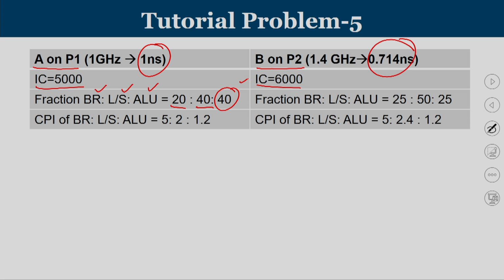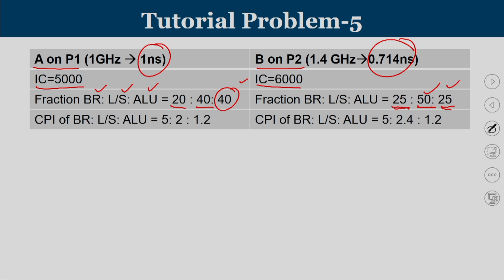When it comes to the fraction of instructions in the case of B, they are mentioning that 25% of them are branch instruction. The remaining are load store and ALU. The peculiarity is the number of load store instruction is double that of ALU, and that is satisfied only if this is the load store instruction, that is doubled. So, load store instruction has to be 50% and ALU has to be 25%.